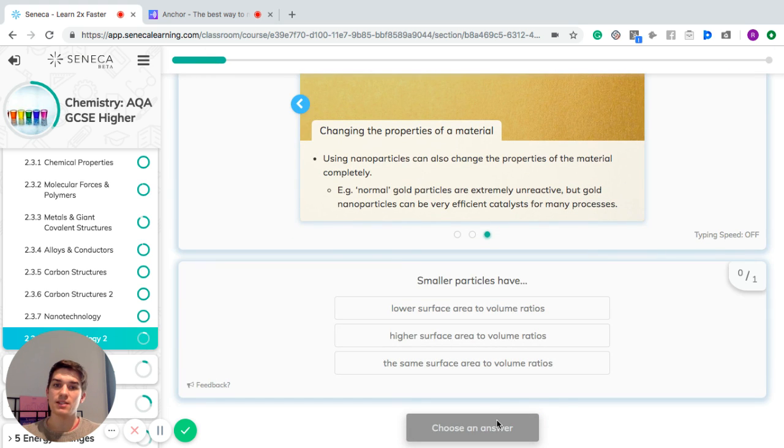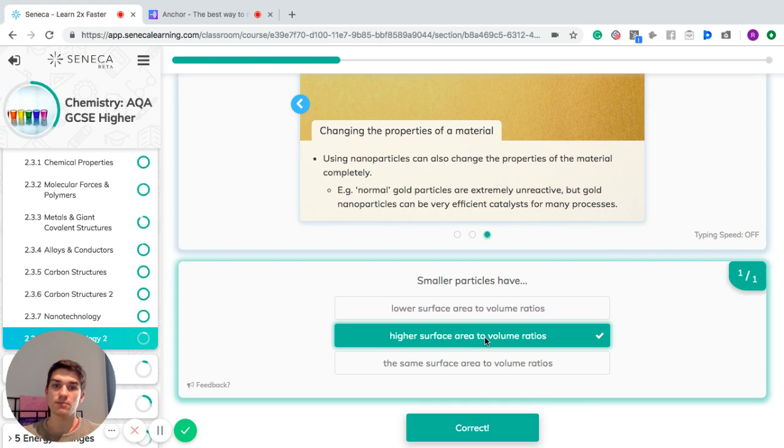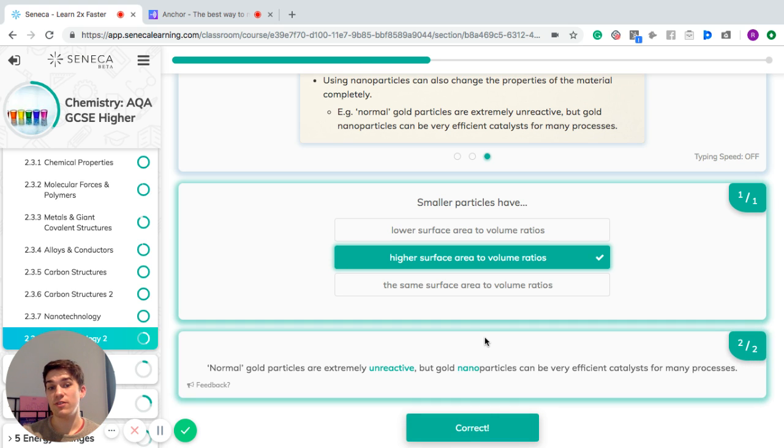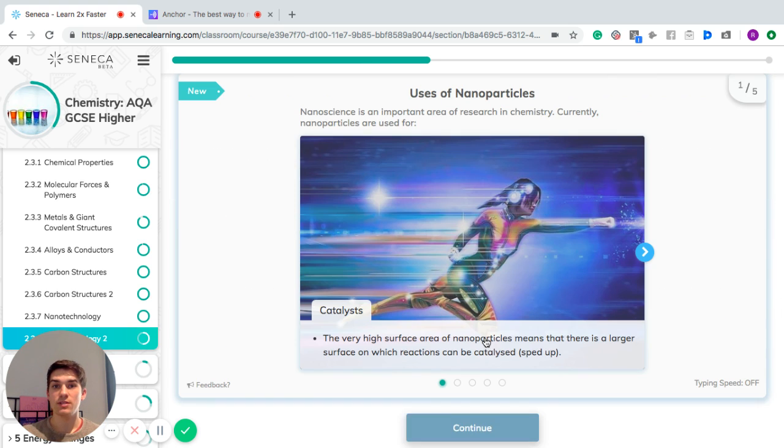Now, just to recap that, small particles have a higher surface area to volume ratio. And normal gold particles are extremely unreactive. But gold nanoparticles can be very efficient catalysts for many processes.